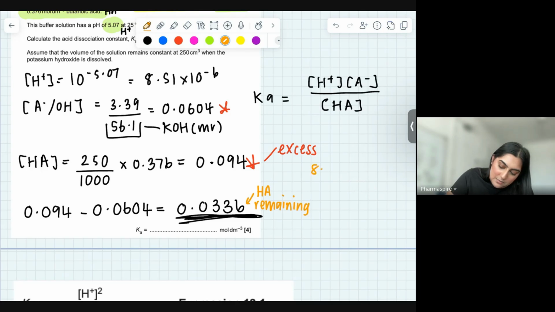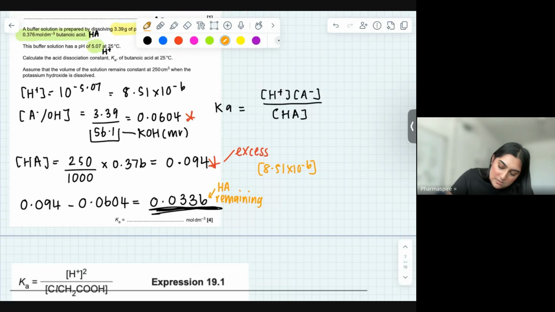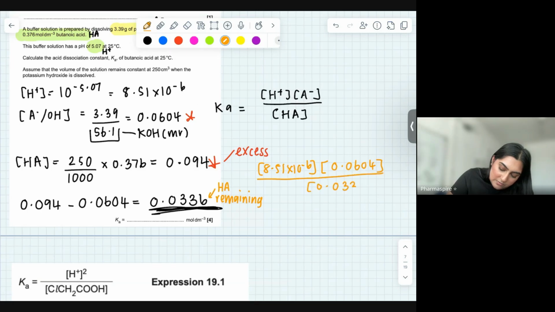So we've got 8.51 times 10 to the power minus 6, A minus is 0.0604 over 0.0336. You don't need to divide by the volume because you guys are getting confused. You can do buffers with moles, or you can do buffers with concentrations. You divide by the volume if you want to do concentrations.